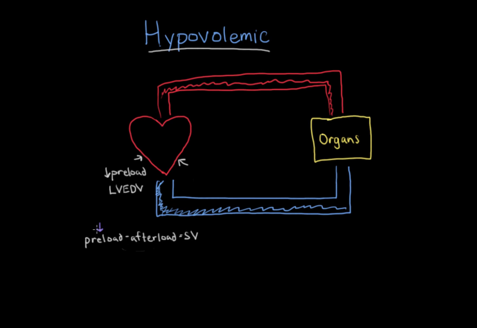So if you lower preload, lower return to the heart, you're going to lower stroke volume. And that's assuming that, let's just say, afterload doesn't change too much. So you lower stroke volume, then that means you're going to lower cardiac output as well, because cardiac output is stroke volume times heart rate. How much blood is squeezed out per beat and how many beats there are per minute. That gives you the total amount of liters squeezed out of the heart per minute, cardiac output. So this decrease in cardiac output is what is causing the low tissue oxygenation.